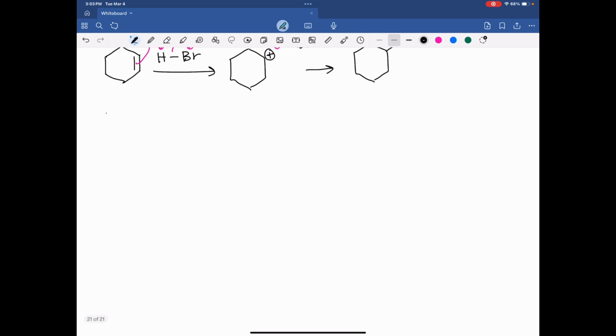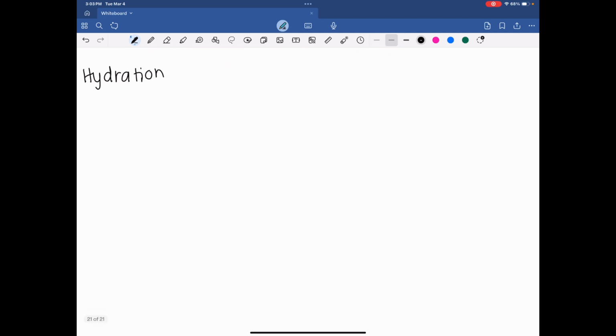Okay, so let's move on to hydration. My reagents for this one are going to be H2SO4 with H2O, or sometimes you might just see it written as H3O+. This one is Markovnikov, and it also can rearrange with a carbocation.